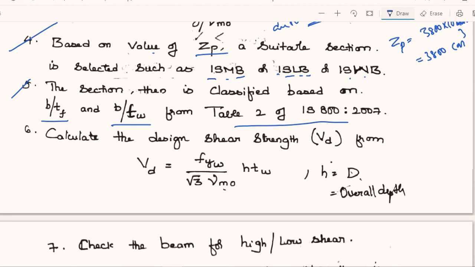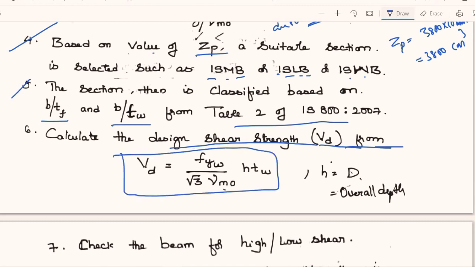So now what you need to do is calculate the design shear strength VD from the code book: fyw by root 3 gamma m0 into h tw. Of course, this h tw is nothing but capital D into tw. According to the code book, the overall depth is represented with small h, but our usual representation is capital D, right? So don't get confused with that. In the 6th step, we found out VD.